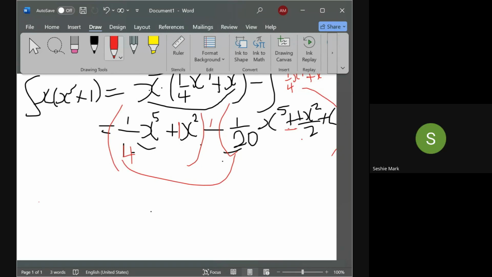I'm saying that we have x squared here. So let's open the bracket first. We are going to have 1 over 4 x raised to power 5, plus x squared. This is minus, so minus 1 over 20 x to the power 5. This minus is affecting the bracket.